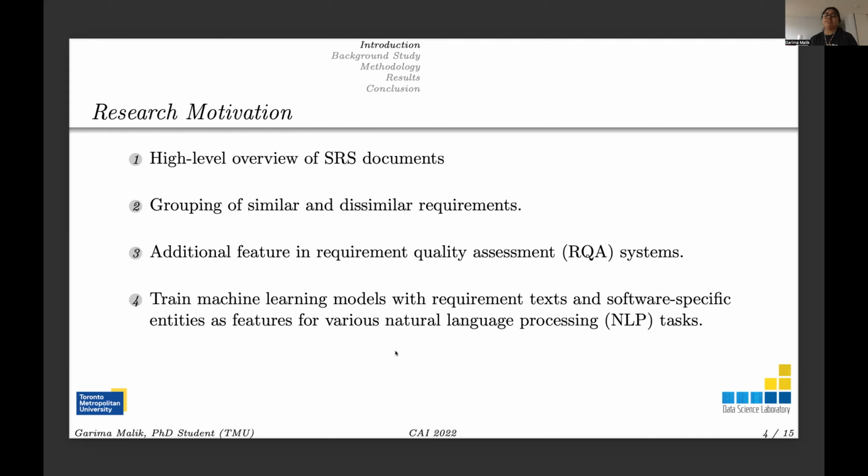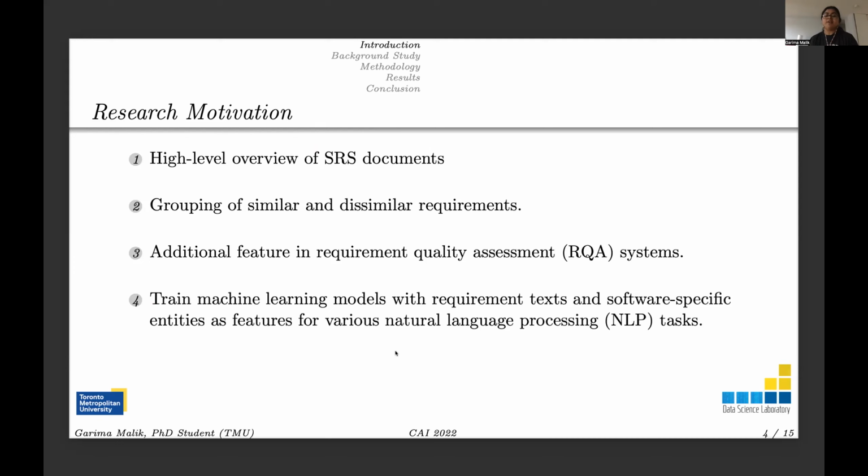So if you want to present a high level overview or summarize these documents, entity extraction can help you in that. Then we have some similar and dissimilar requirements mentioned in SRS documents. Entity extraction can also serve as a feature set to discriminate between similar and dissimilar requirements.